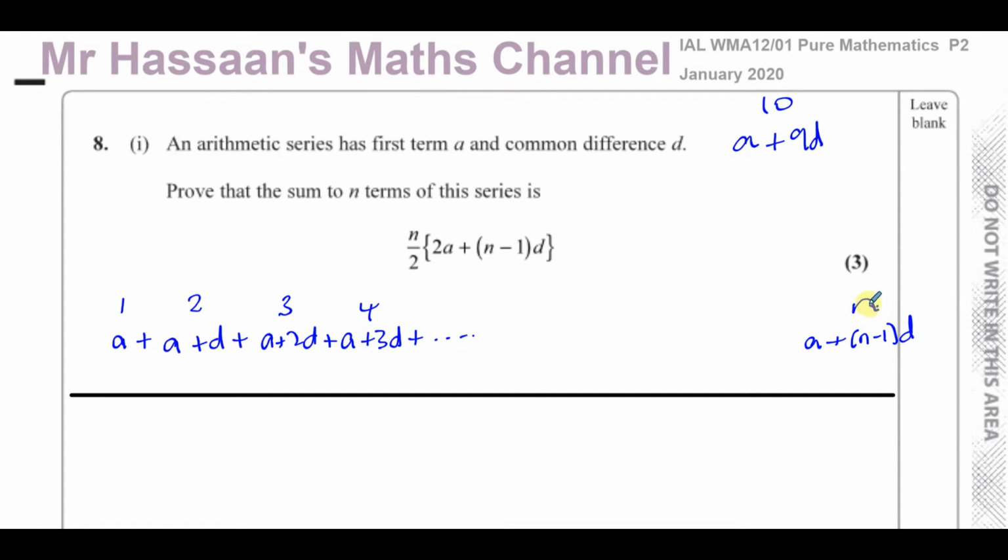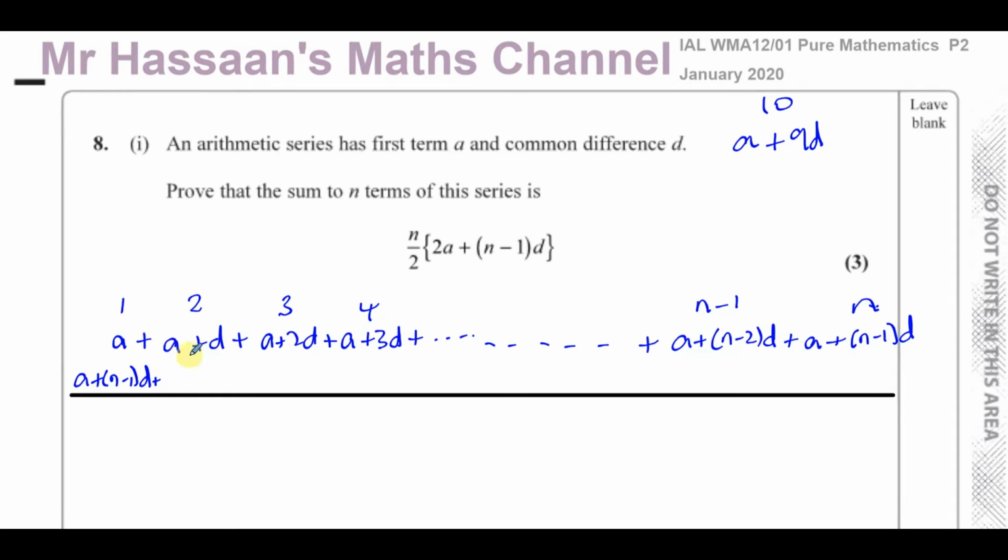The term before that, which is the N minus 1th term, is going to be 1 less than this. It will be A plus N minus 2 times D. I think you get the idea. This will be A plus N minus 3 times D, and so on. So you're going to have all the numbers from 1 up to the nth term. They will look like this, and then we're going to reverse the sum. So the first term, I'm going to write the last term: A plus N minus 1 times D.